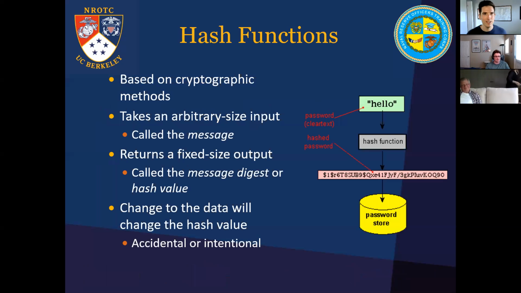All right. So going back to something we talked about for the Bitcoin presentation, if y'all remember, hash functions. In order to get into the meat of cryptography, one thing to understand is what a hash function is. Essentially, it's a basic cryptographic method that takes an arbitrary input, some kind of arbitrary data, and returns a fixed output, or what we call a message digest or a hash value. Any change to the data will change the hash value, and any change might be accidental or might be intentional.